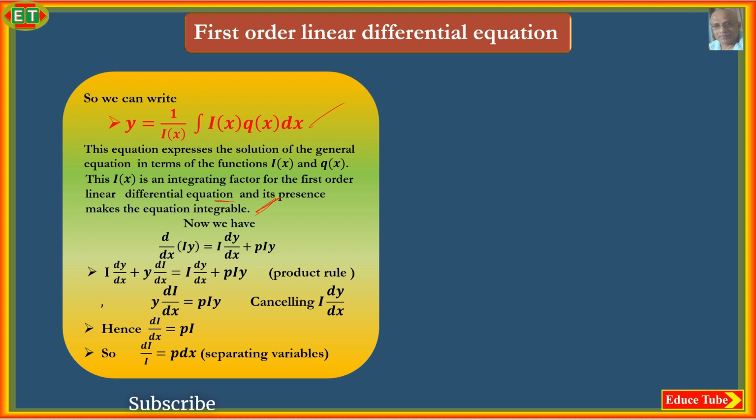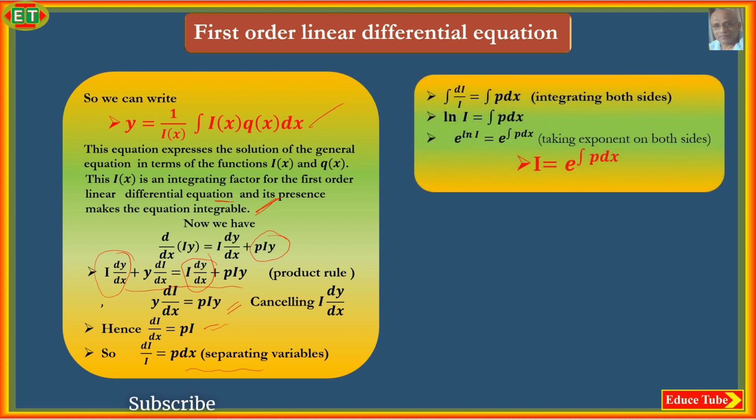Now we expand d(Iy)/dx as I·dy/dx + y·dI/dx. Applying the product rule, we can write the equation like this. From this equation, cancelling I·dy/dx from both sides, we reach y·dI/dx = P·I·y. With more simplification, we get dI/dx = P·I. And separating variables, it becomes dI/I = p dx. We can see it here.